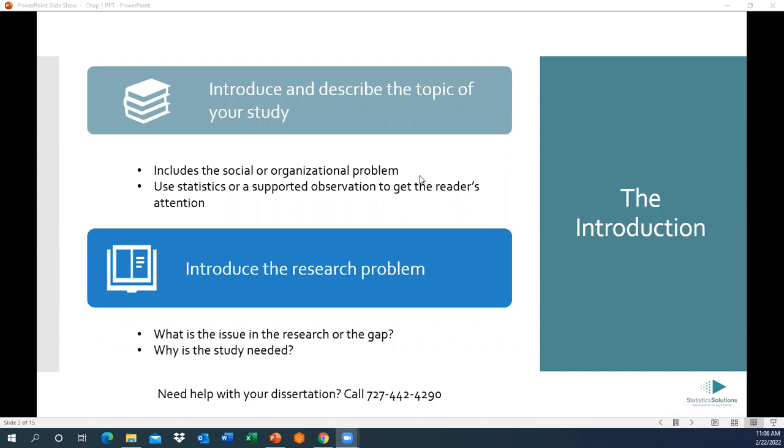And then you want to introduce the research problem, right? And again, you're going to talk more about this in a later section. But so you have the organizational, the social problem, but then there's also going to be the research problem, which is what research are we still lacking? What kind of research do we still need to address this problem? So introduce that, why is your study needed to address this specific issue?